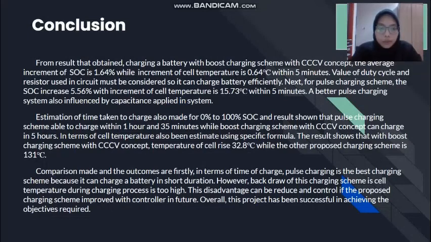131 Celsius. Comparing the weight and the outcomes: firstly, in terms of charging time, fast charging is the best charging scheme because it can charge a battery in a short duration. However, the drawback of this charging scheme is that the cell temperature during the charging process is too high. This disadvantage can be reduced and controlled if the proposed charging scheme is improved with a controller in future. Overall, this project has been successful in achieving the objectives required.